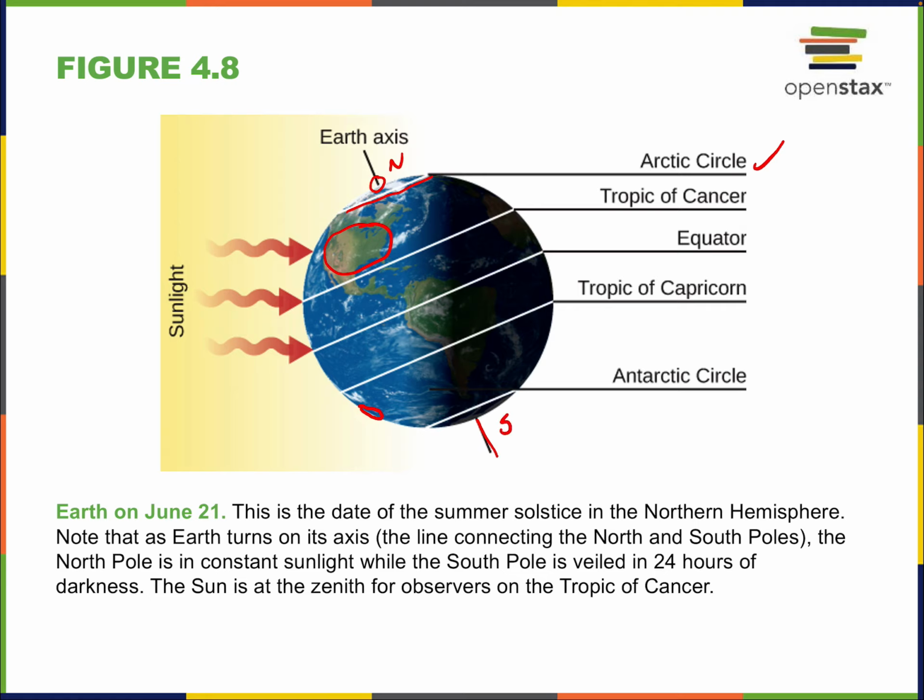The South Pole is in complete darkness. Whenever the North Pole is in complete light, the South Pole is going to be in complete darkness. The sun never rises at the South Pole. Months of complete darkness.